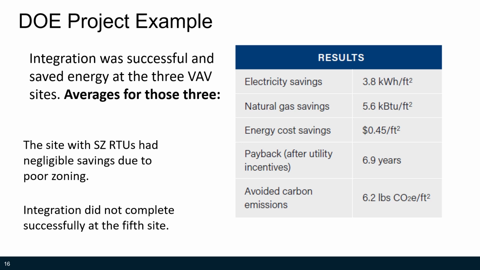Simple paybacks were calculated using capital costs and utility incentives and averaged approximately 7 years. The site with single-zone rooftop units had negligible savings due to poor zoning. Integration was not completed at the 5th site, unfortunately.